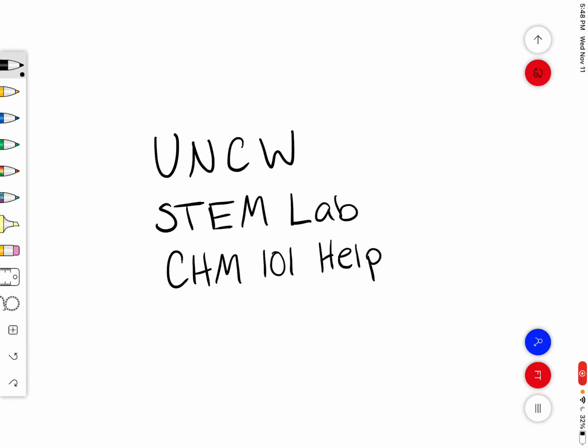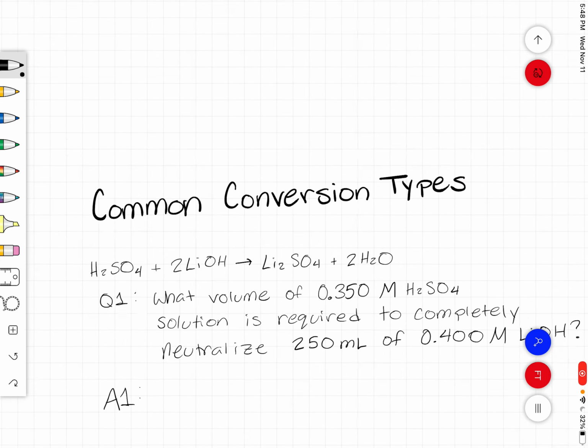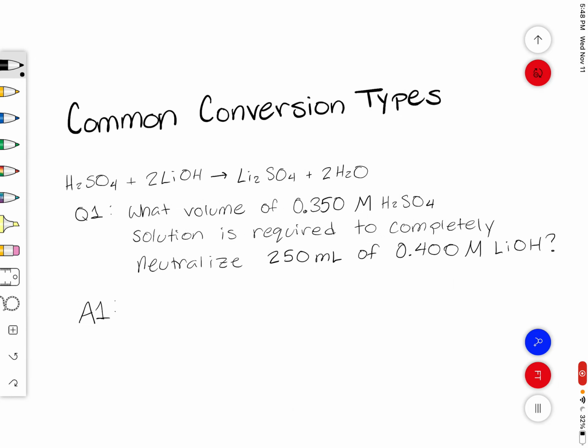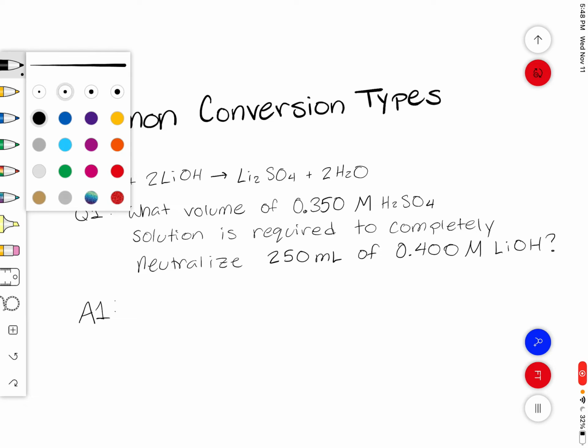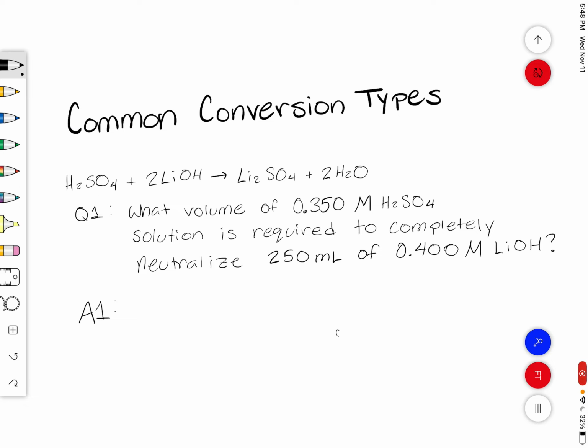My name's Ashley and we're going to be going over some conversions that you'll see in Chemistry 101. The first question gives you the conversion from H2SO4 plus 2 LiOH to Li2SO4 plus 2 H2O. The question says, what volume of 0.035 molar H2SO4 solution is required to completely neutralize 250 milliliters of a 0.400 molar solution of LiOH? So the first thing that I would recommend is get everything in the same units.